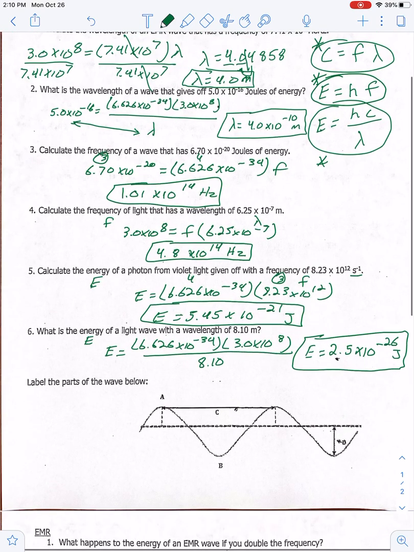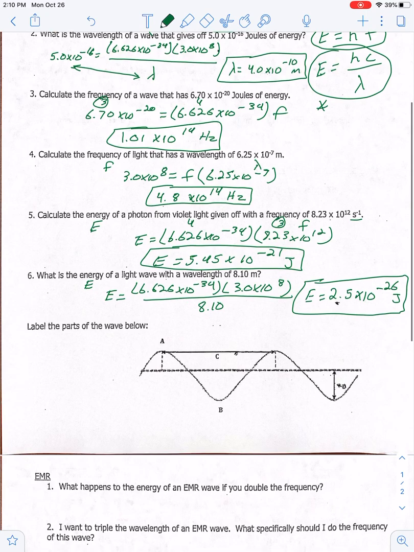Okay, so those are the equations. Those are the 3 equations you need to know. It helps me to label what they give you and what you're looking for, and that will tell you which equation to use. Okay, last thing on this page is labeling the parts of a wave.